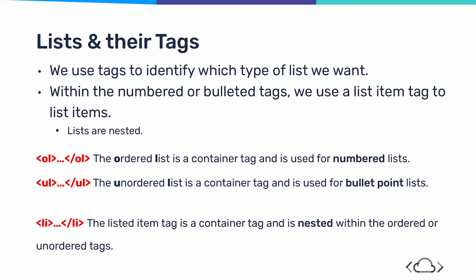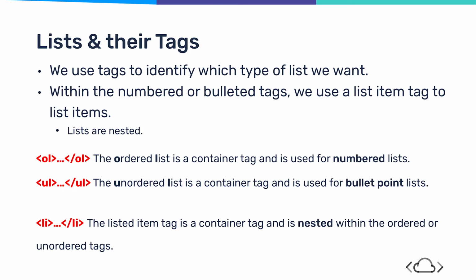Now that we understand the different types of lists, we can start coding. There's only 3 types of tags to remember when it comes to lists. These tags are used to identify which type of list we want and also to populate the list with items. The first tag is angle bracket OL, which signifies ordered list or a numbered list. The second tag is angle bracket UL, which signifies unordered list or a bulleted list.